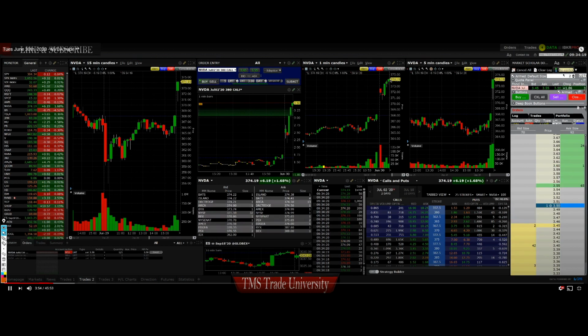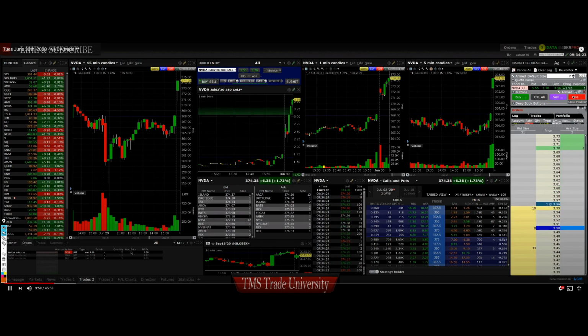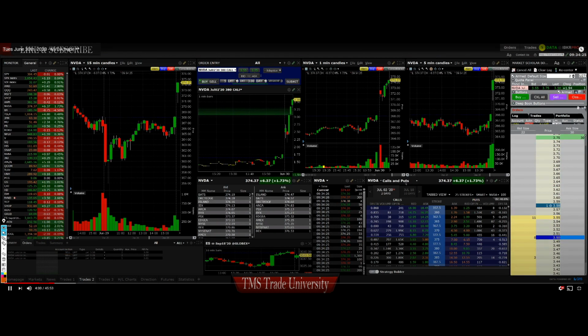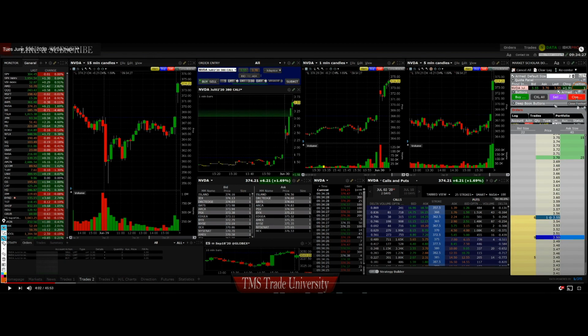So it's getting back up to 374 and it's pushing higher, right? So now I got filled, right, for another 2. So now I just have one position left, as you can see here. All I have is one contract left, right? And I remember I got in for an average price of $3.05. The current contract price is $3.50, right?